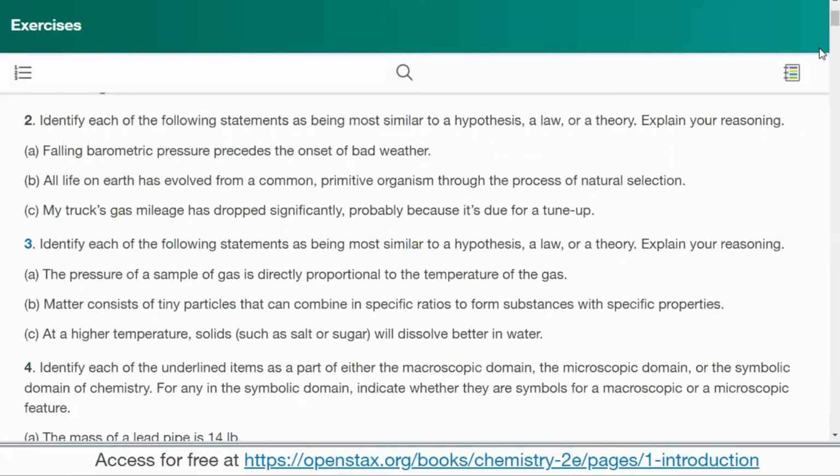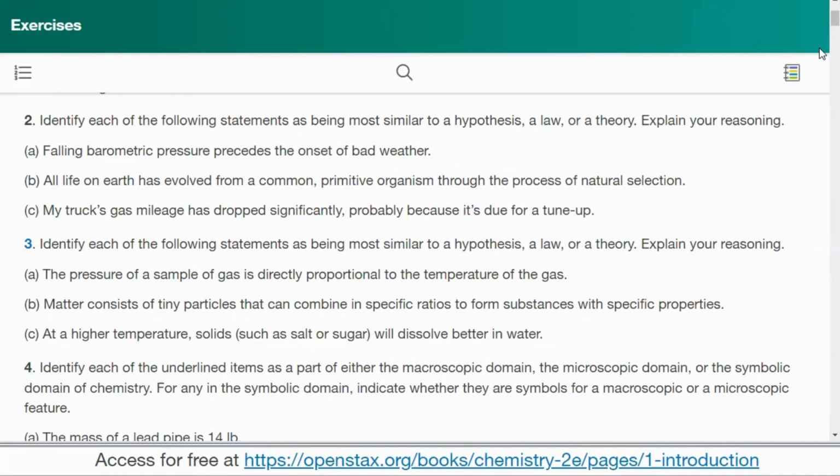Falling barometric pressure precedes the onset of bad weather. Now, I would say this tends to be a law. We do know that falling barometric pressure leads to, you'll see that when there's an onset of a storm. But bad is such a general qualification. So I'll call that a law. I don't like the wording at all.